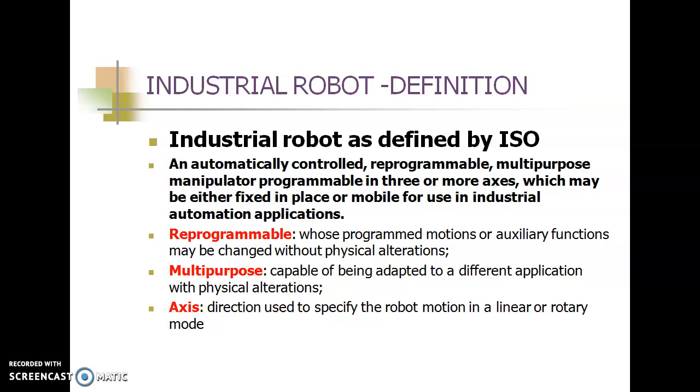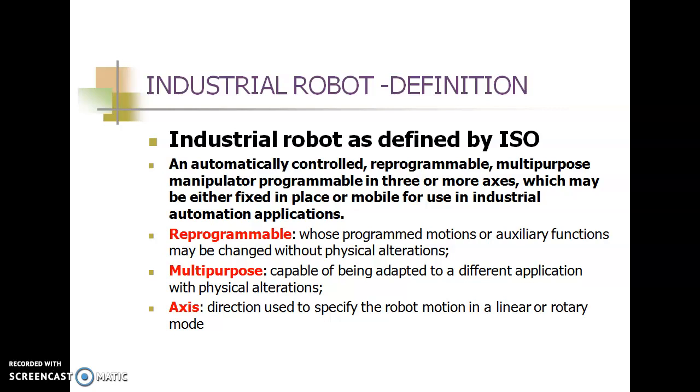First, it is automatically controlled. Your robot is an automatically controlled machine. Without much human intervention, it is going to work. The second part, reprogrammable, means the robot motions as well as the auxiliary functions can be modified as per our requirements without doing much physical alterations. How can these functions or motions be modified? By modifying the program. Only by modifying the program, we can change the motions or auxiliary functions. That is why it is called reprogrammable. Again and again we can program it and change the motions.